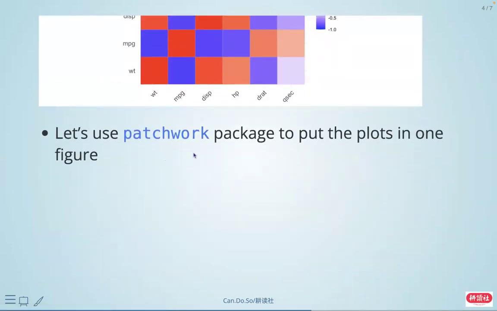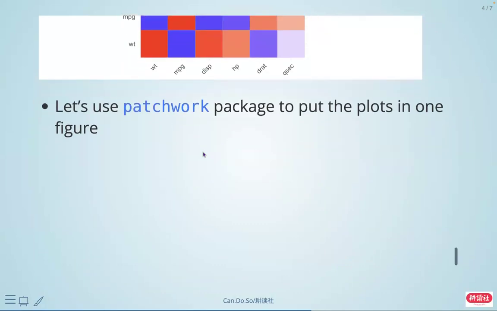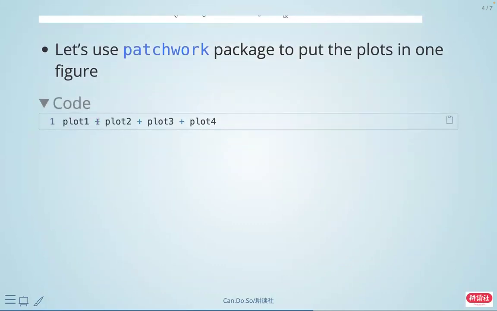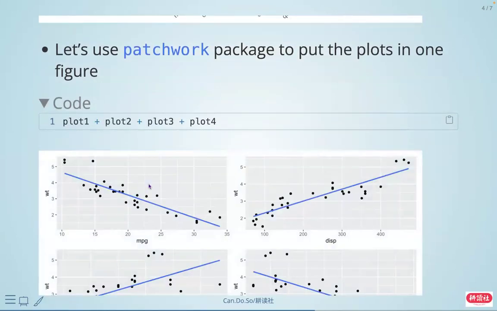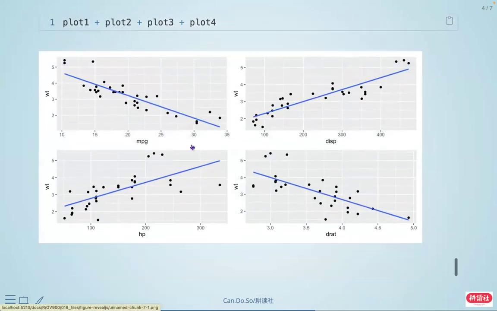Now let's use the patchwork package to put the plots in one figure. We just use plus, and it can give us a combined figure. We can see that this one and this one and this one are quite strong, and this one and this one is not strong.